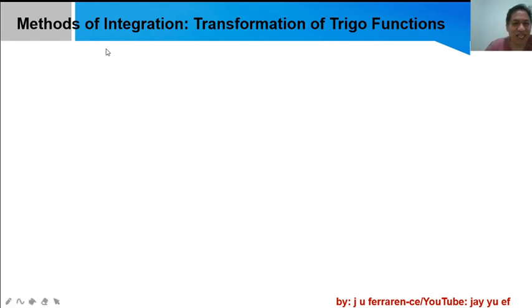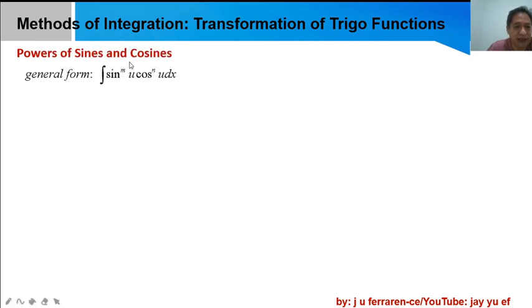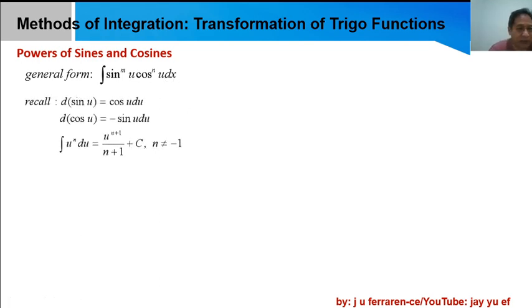So we have again another method of integration that involves trigonometric functions. This is a second group of transformation now where we have the powers of sine and cosine. So if this is the one appearing in our given and this is our general form, the integral of sine u raised to power m multiplied with cosine u raised to power n, where our u is a differentiable function in x. So we have to recall this.